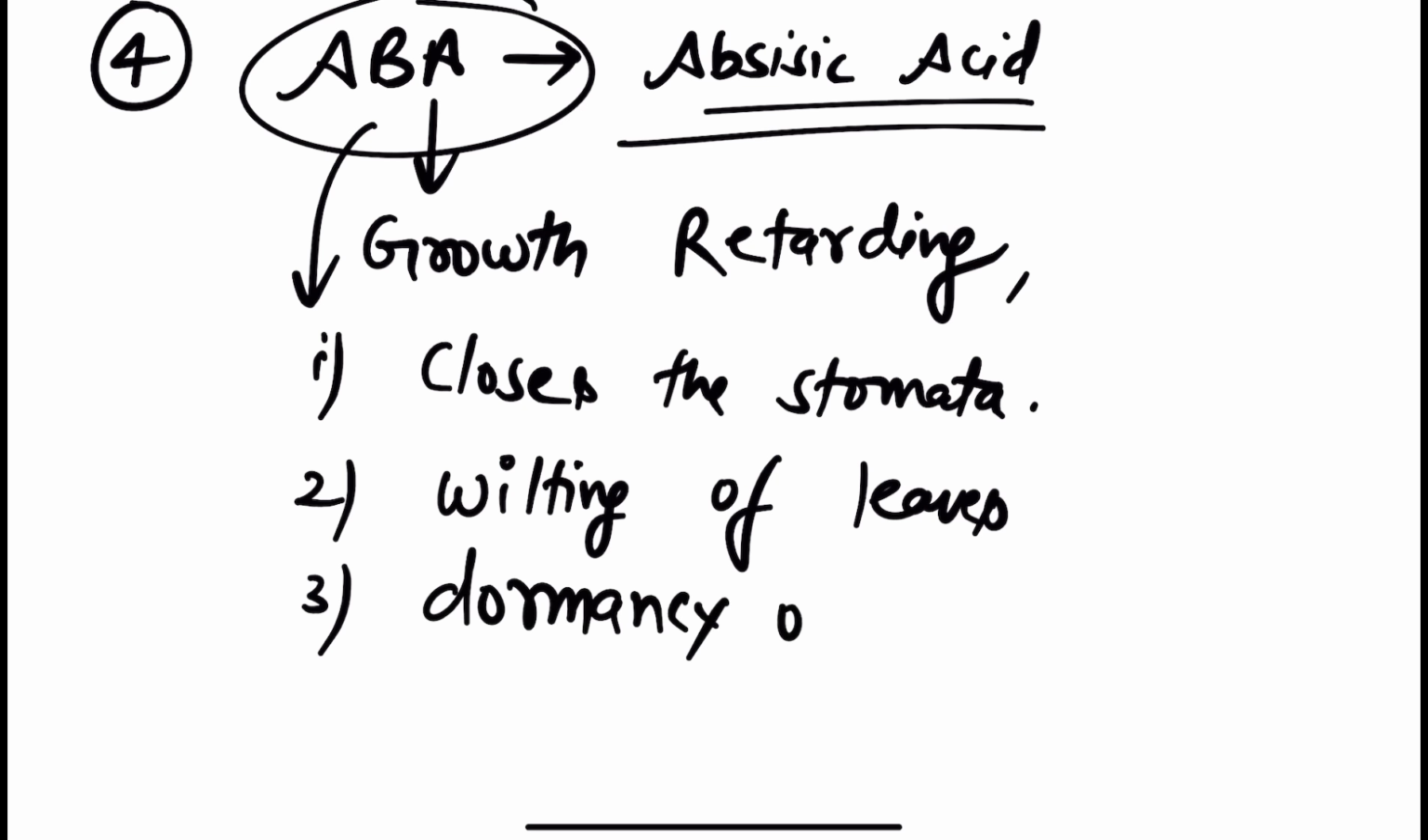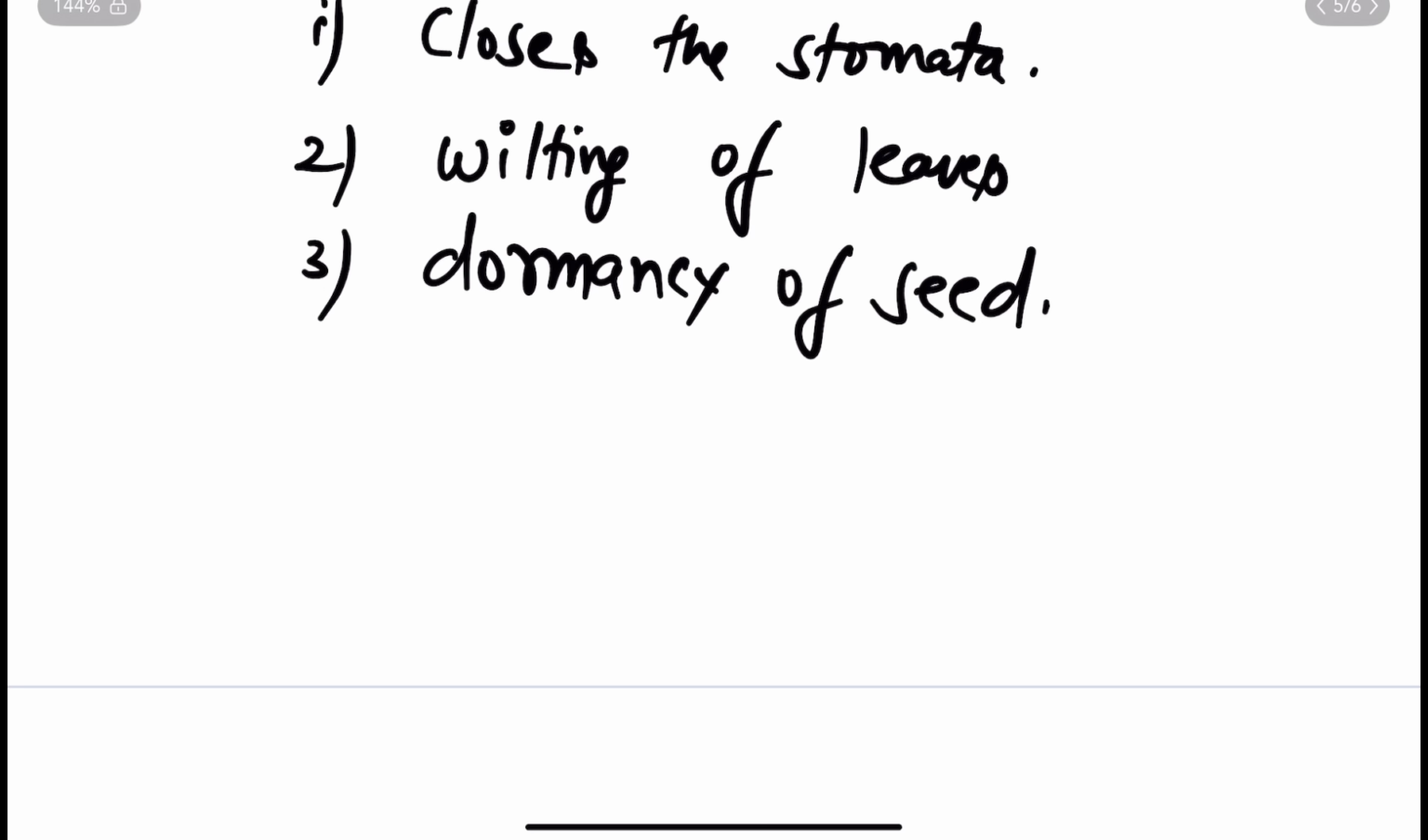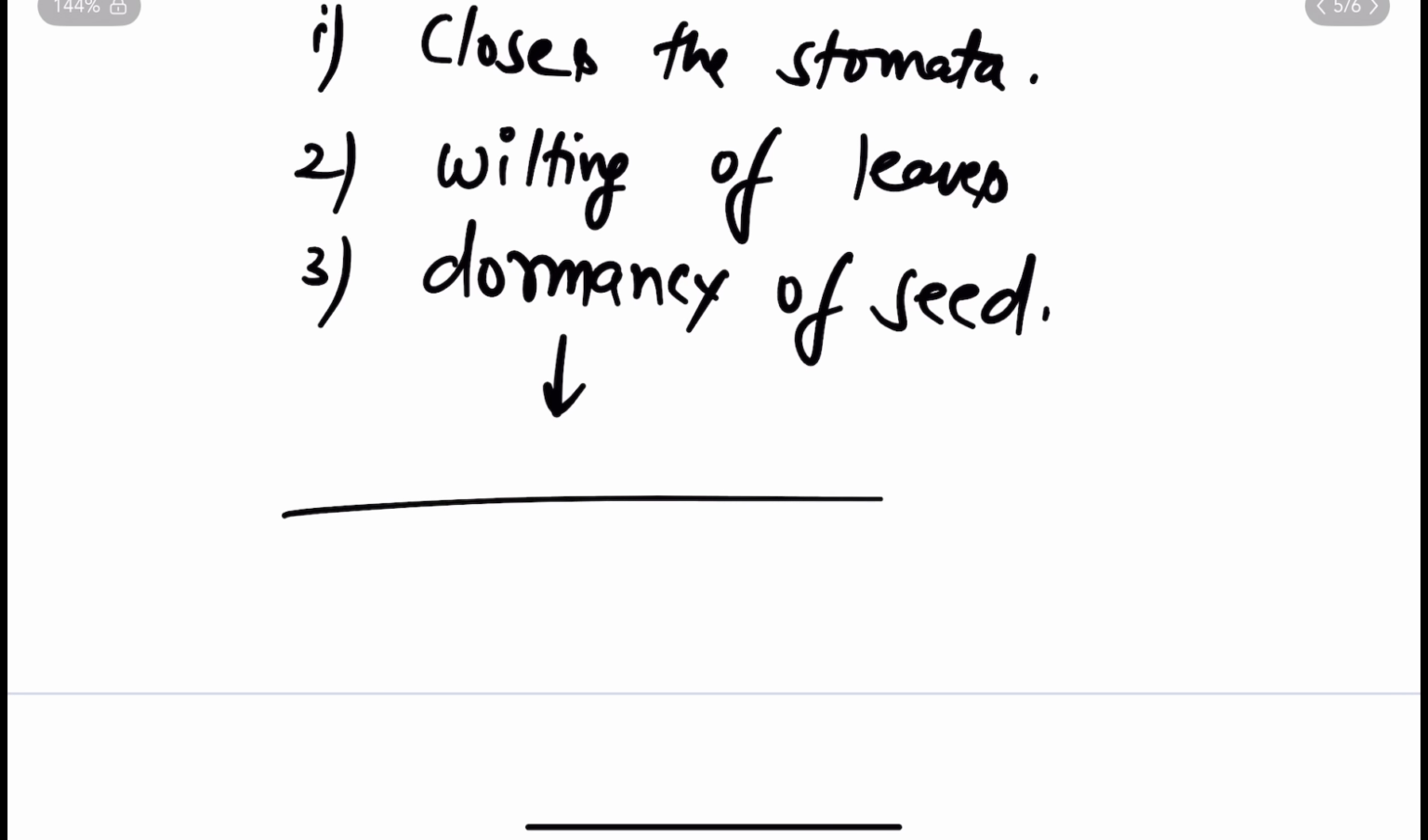it is responsible for the dormancy of seed. Dormancy of seed. What is the meaning of dormancy? Just this is the soil, and this is the seed, and the conditions are not favorable. What does that mean? कि यहाँ पर water नहीं है, या फिर यहाँ पर air quality नहीं है, air नहीं है यहाँ पर, the soil is very soggy, right? So conditions are not favorable. So this seed must not germinate.